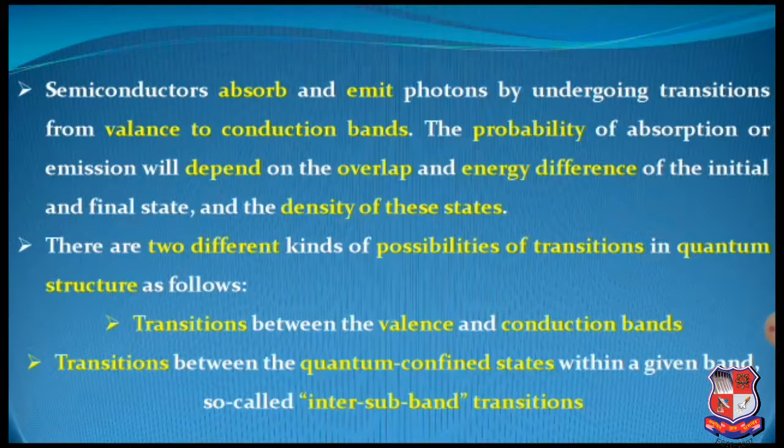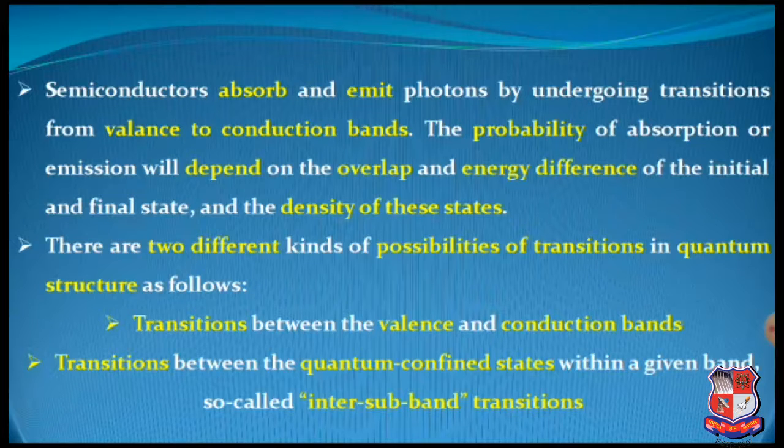The probability of absorption or emission depends purely on the overlap and energy difference of the initial and final states, and the density of these states. So how many electrons or holes, any charge carrier you consider, will be absorbed or emitted, that means by gaining or losing some amount of energy, depends on two parameters. Number one is the overlap, and number two is the energy difference, that is the band gap.